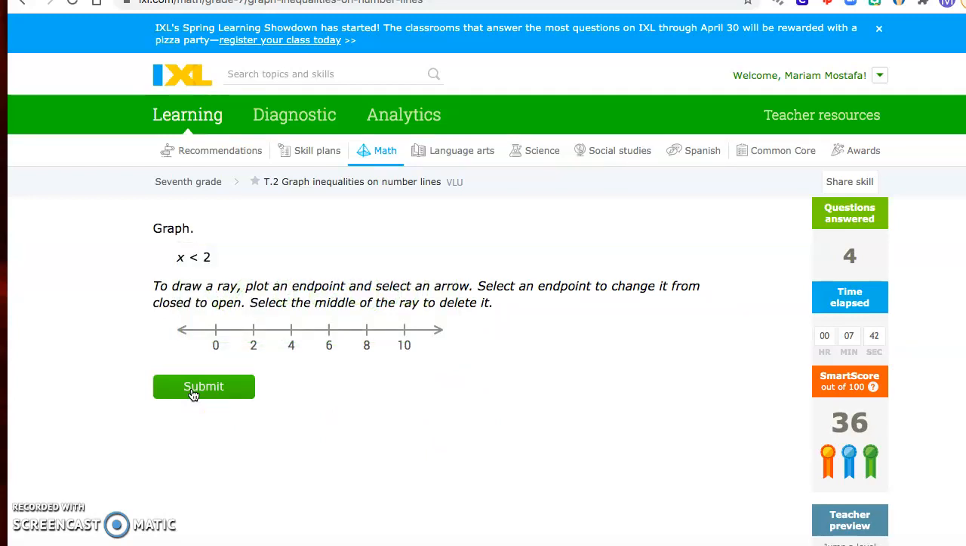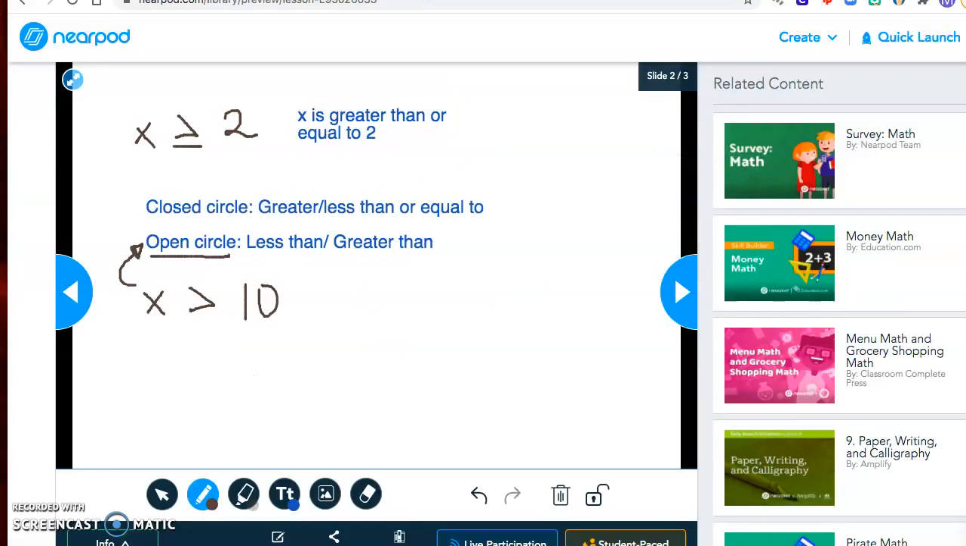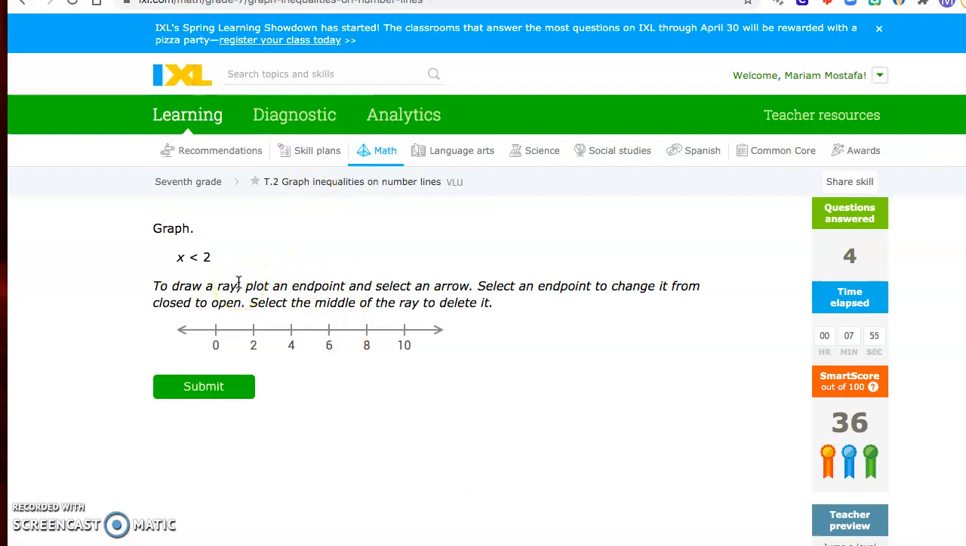Finally, this is the last one I'm going to do. This is saying x is less than 2. First, we determine whether it's a closed circle or an open circle. This is going to be an open circle because it's just less than, not less than or equal to. Then what direction do we go on the number line? Here it's saying x is smaller than 2, so I point to the numbers that are less than 2. I wouldn't point here, because all of these numbers are greater than 2.